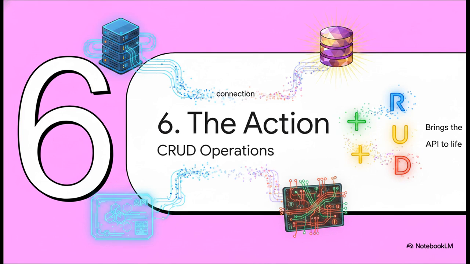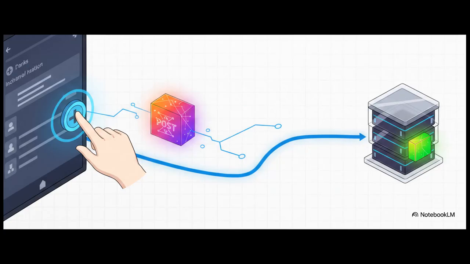All right, we have our server, we have our blueprint, we have our database connection, and we have our rules. All the pieces are in place. It's time for the final, most exciting step, action. We're going to bring this whole API to life by implementing those 4 CRUD operations we talked about: create, read, update, and delete. Let's start with create.